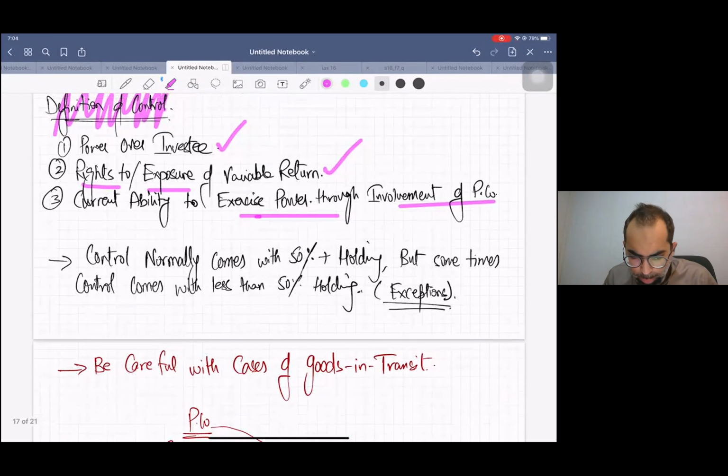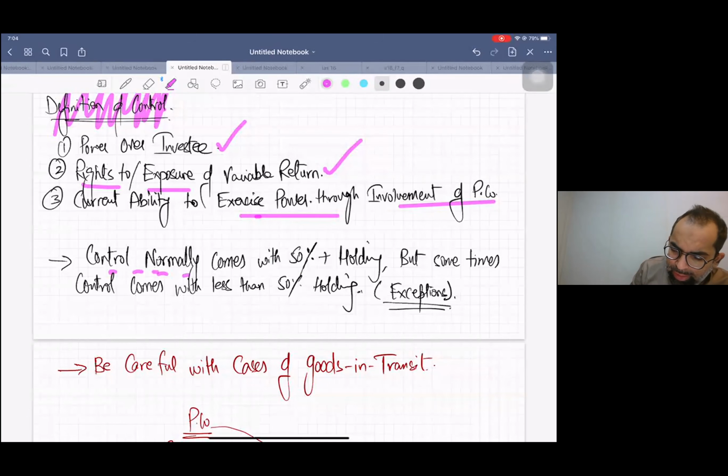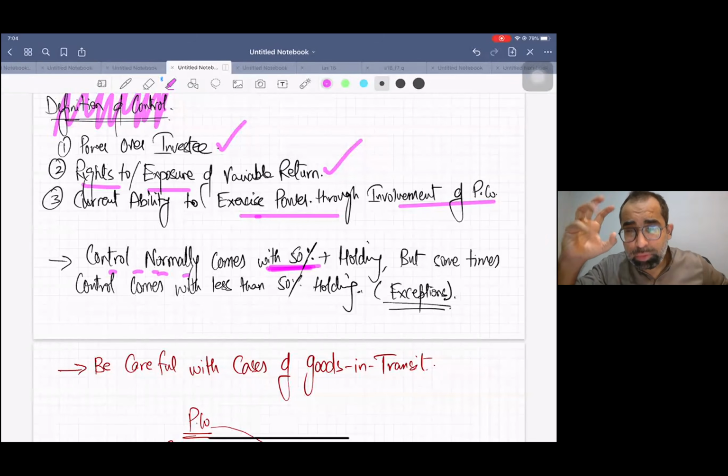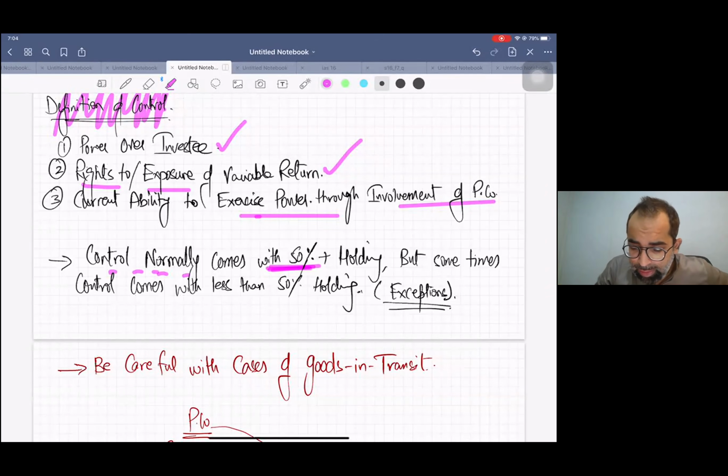And I hope you remember this thing. Control normally comes with 50% plus holding. This is the normal rule. But in the theory sections, all teachers teach that sometimes control comes with less than 50% holding. Exceptions. Do revise it as well.